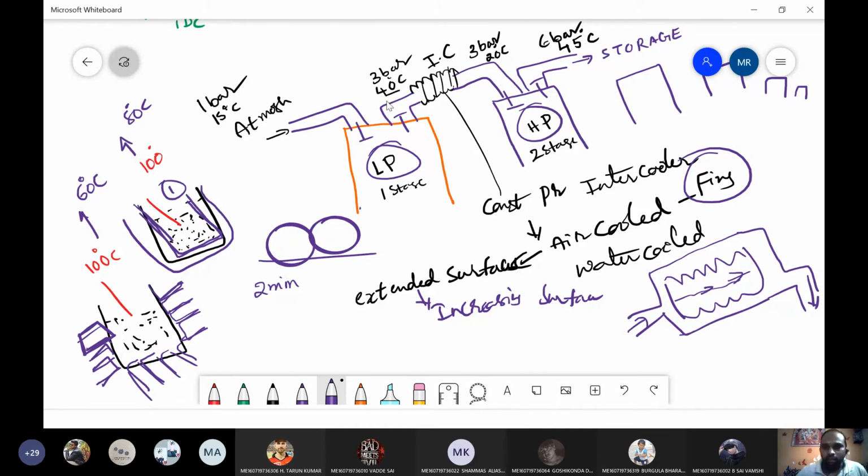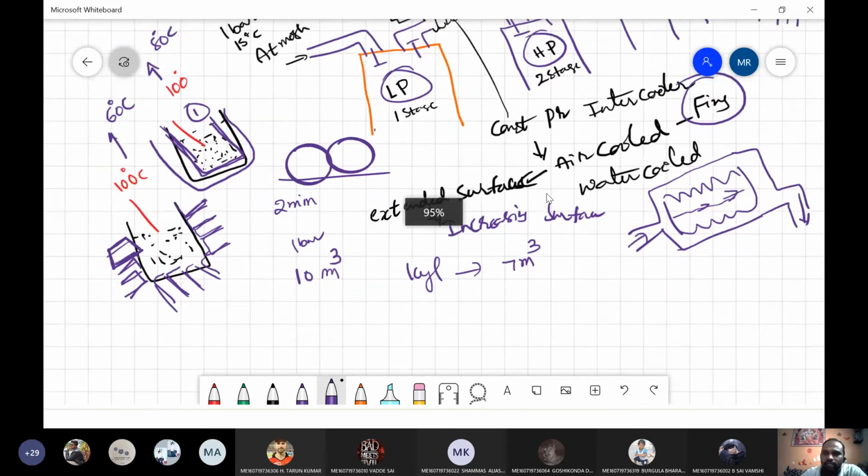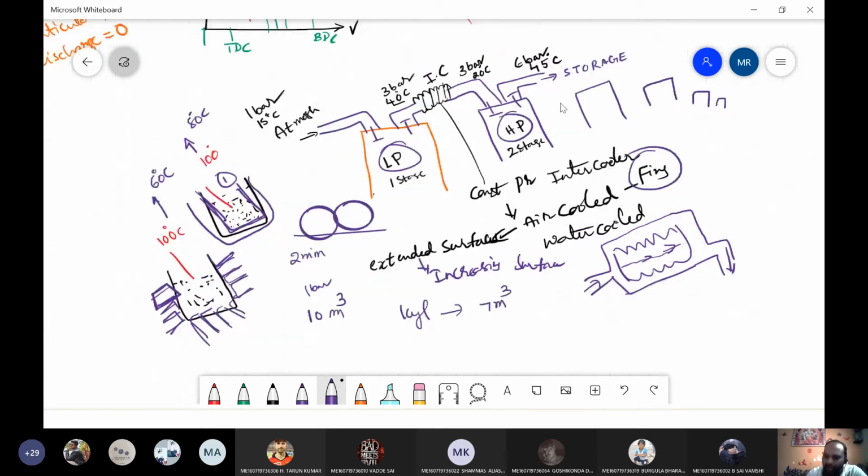Why? Because if the number of stages is increasing, let us say initially I am taking 10 meter cube of air at 1 bar pressure into the first cylinder. In the first cylinder, due to the compression, the volume may be decreased to 7 meter cube. In order to accommodate the 7 meter cube, I don't want the same size of cylinder I used for the first stage. I can use a smaller size, which is sufficient because the volume is already decreased.